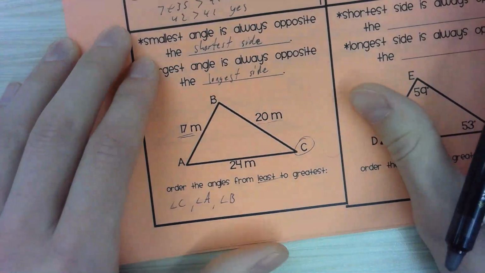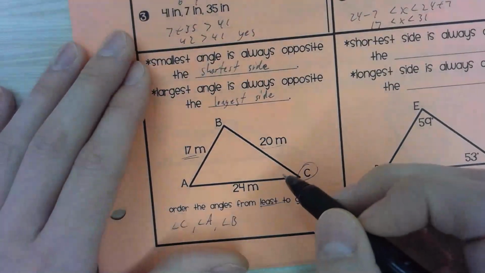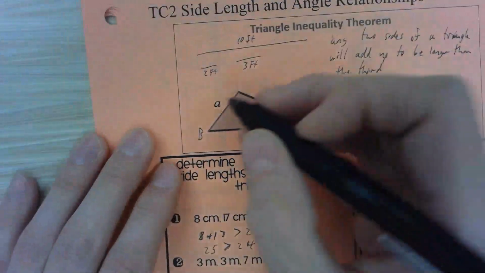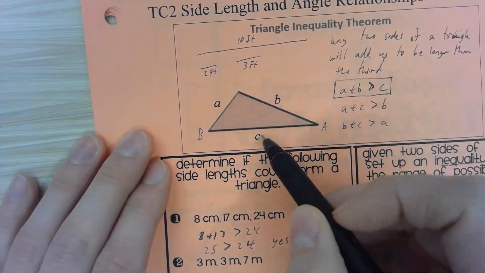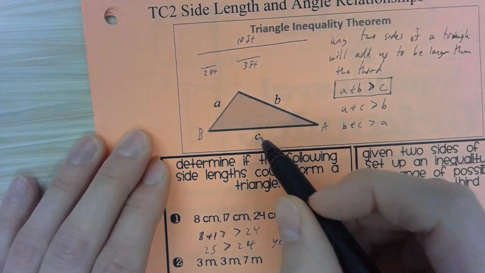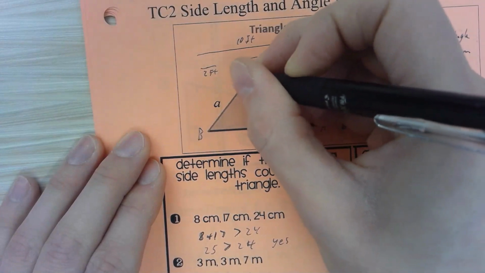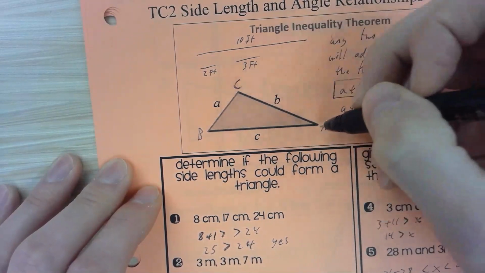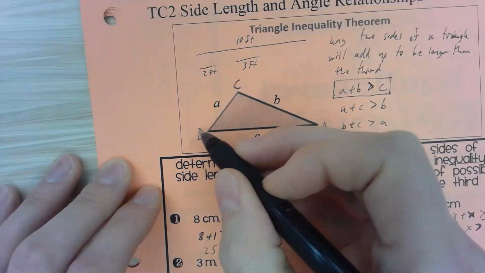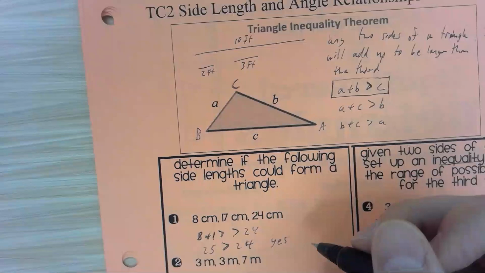Now, one thing to note about how sides and angles are often labeled. If sides are labeled with lowercase a, b, and c, the angles are labeled capital A, capital B, and capital C, and they're always going to be across from their lowercase letter. So capital A across from little a, capital B across from little b, capital C across from little c.